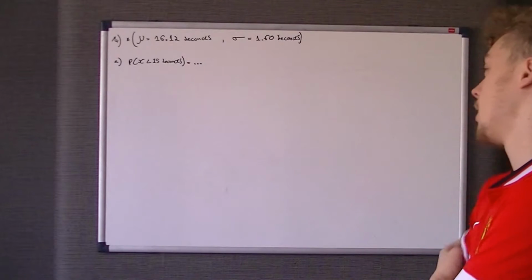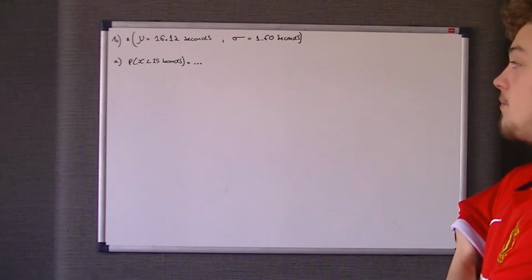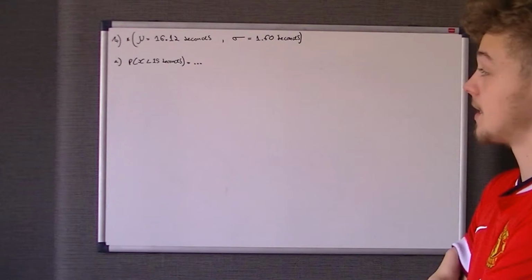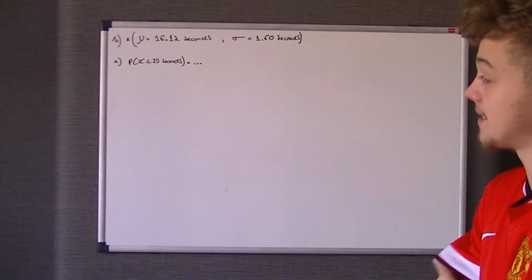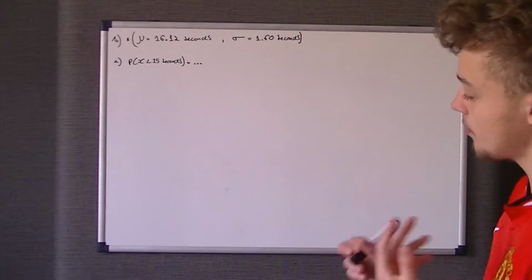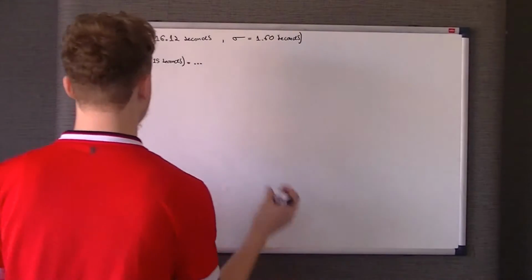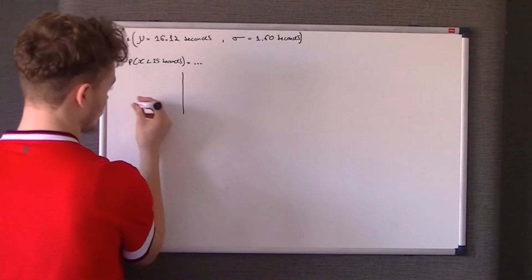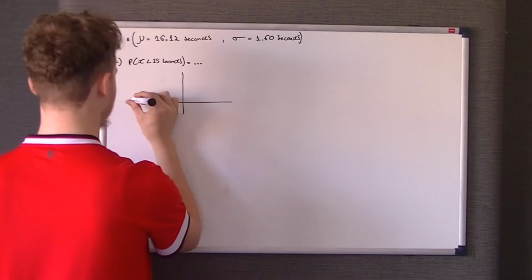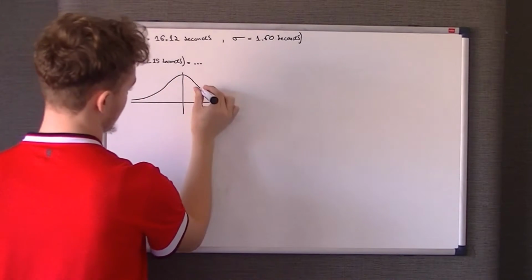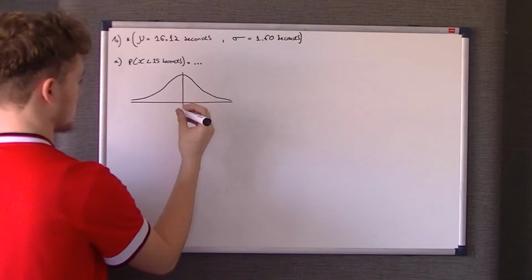Seconds, okay? Now, what we have to find in part A is the probability that x is less than 15 seconds. So obviously the first thing we do, and the first thing we always do in these questions, is draw a normal distribution, which looks something like this. I do apologise for my crud drawing.